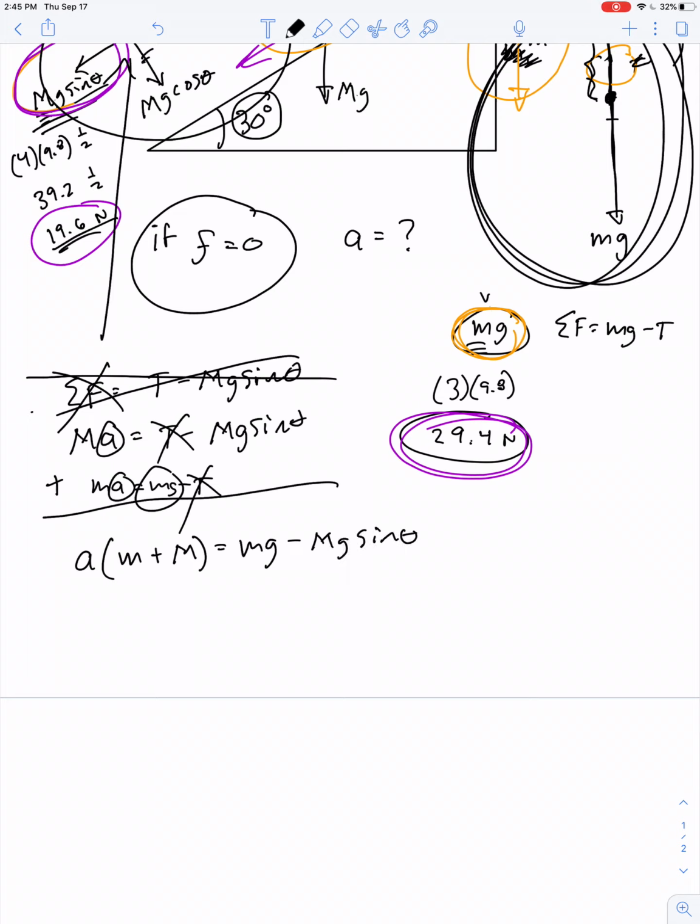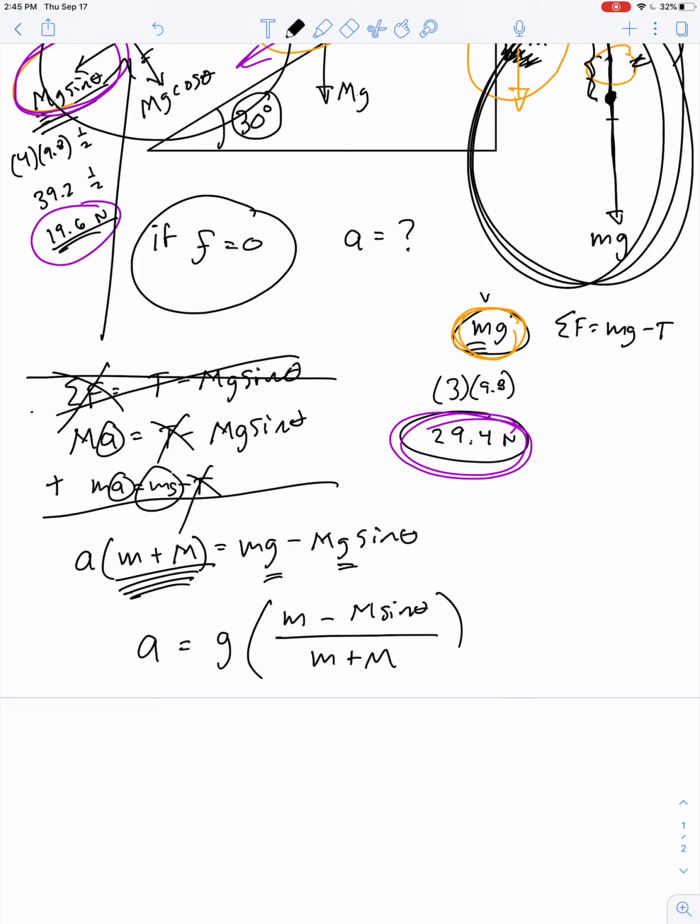I guess I could factor the g out of that. So let's divide both sides of the equation by the total mass of the system and factor out the g. So we get an expression that says a equals g times the quantity lowercase m minus capital M sine theta, all divided by little m plus big M.